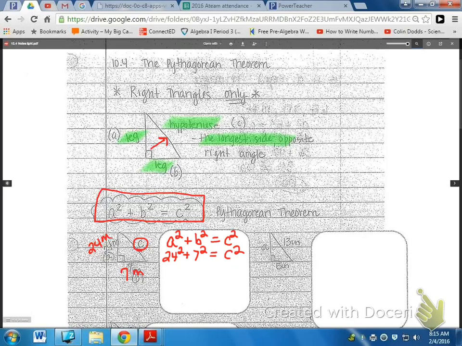24 squared is 576. 7 squared is 49, and that equals c squared. Well, in this particular problem, we're going to add those two together. 576 and 49, that's 625. That equals c squared. We've already had problems where we had an equation with a variable squared, and we had to solve for that variable.